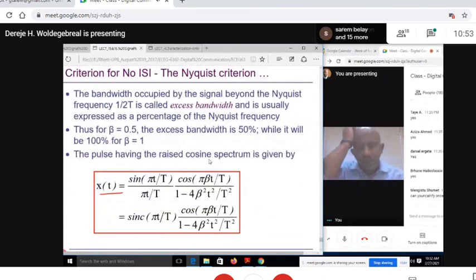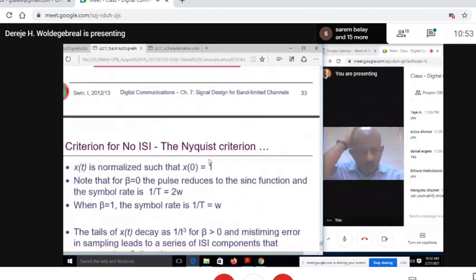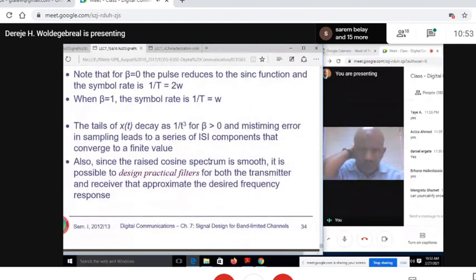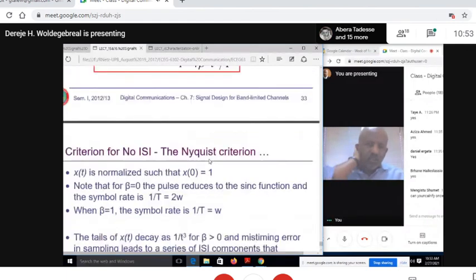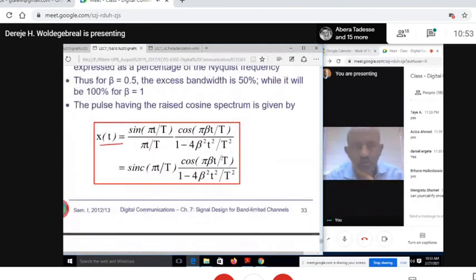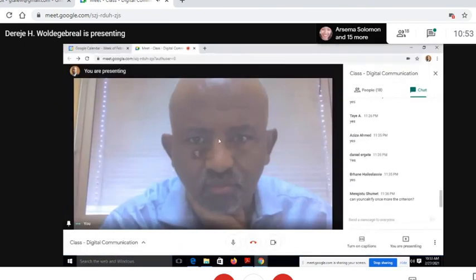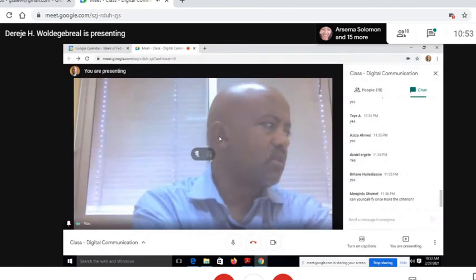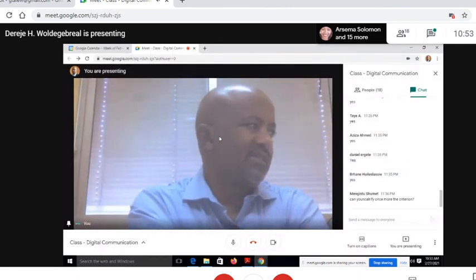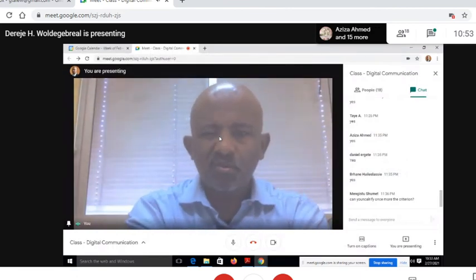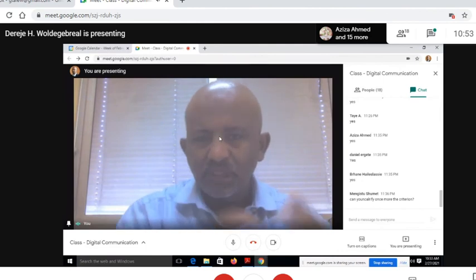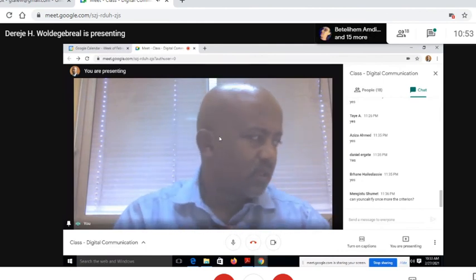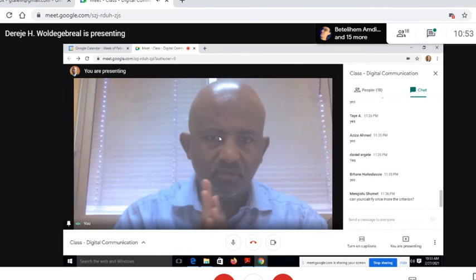Well, this is a mathematical equation for the pulses. Okay, so this is how the plot looks like. So is this observable?